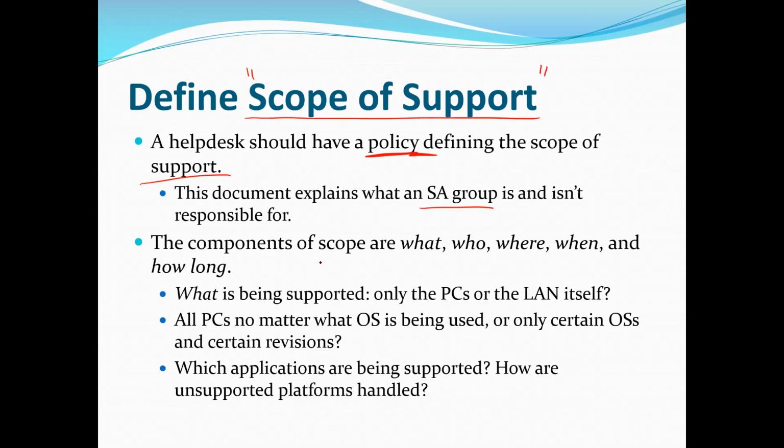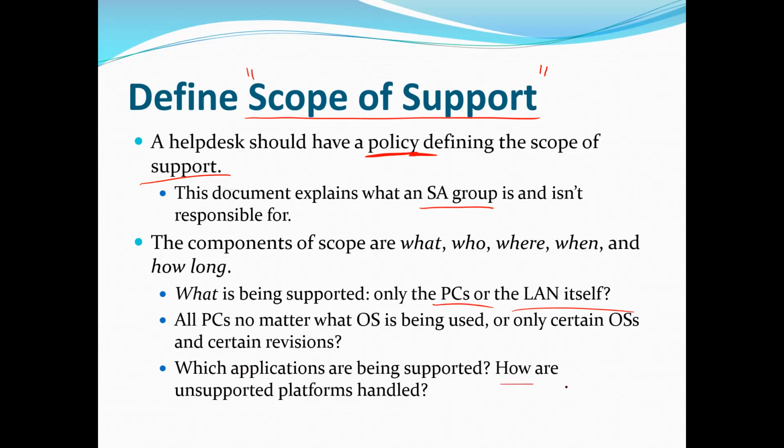The components of the scope are what, who, where, when, and how long. You're not there to answer questions at 3 a.m., those kinds of things. It sounds trivial, but it's good to have something like this. So what is being supported? Only the PCs, the LAN itself, the networking? Do you only support Windows, Linux, Mac? Do you support phones, or smartphones, I should say? What is it that you're there to support? Is it only specific versions, specific operating systems? Which applications are being supported?